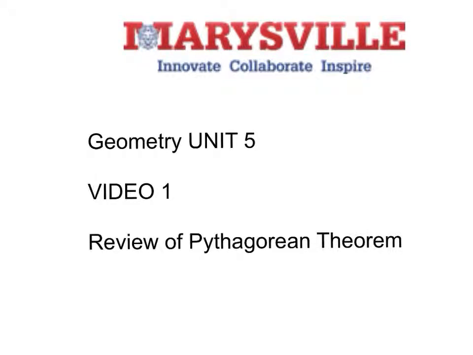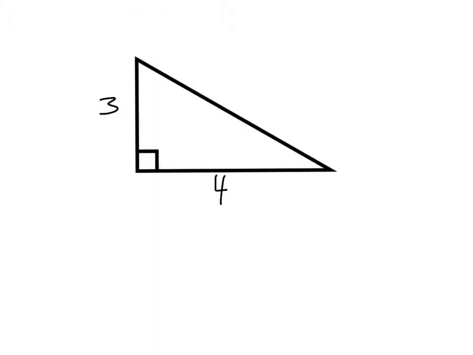Hi class, in this video we will be reviewing the Pythagorean theorem for right triangles. What the Pythagorean theorem tells us is that a squared plus b squared is equal to c squared. And the key is that this c value right here has to be the hypotenuse of the triangle.